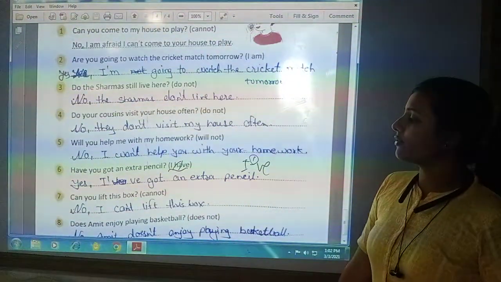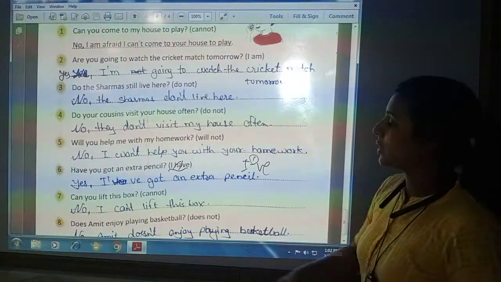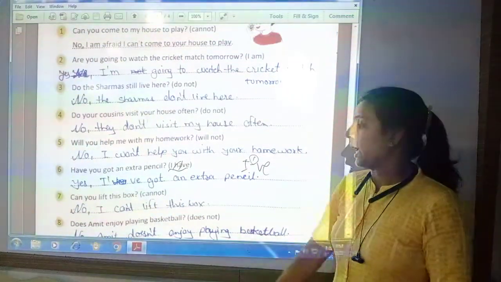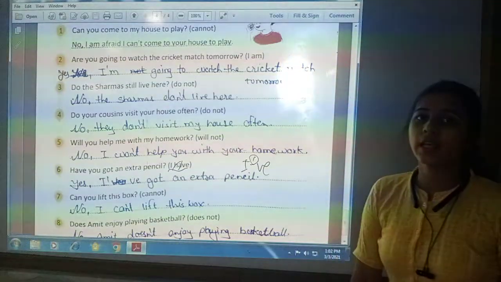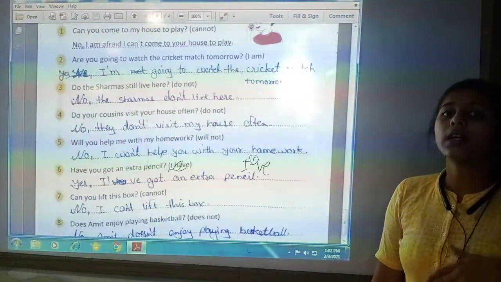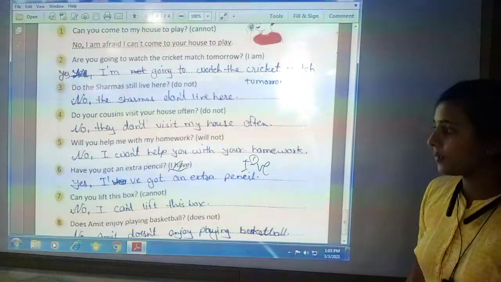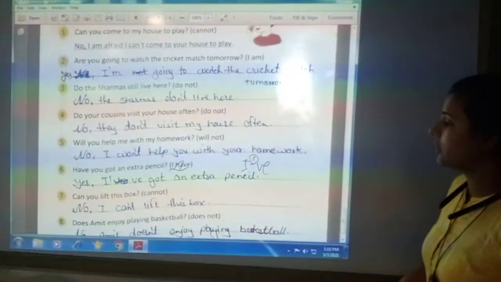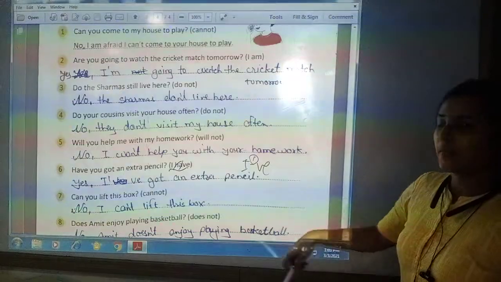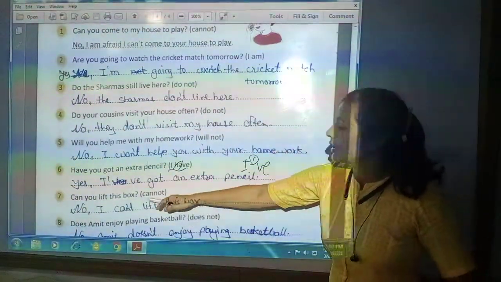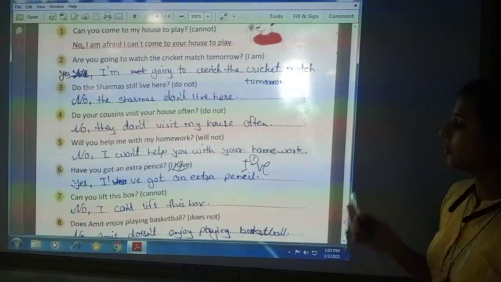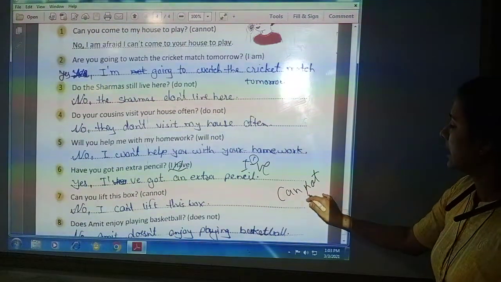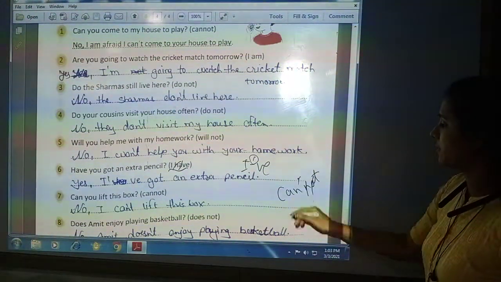Then can you lift this box? Here not is given, that means the answer will be negative. No. And as it is asked to you, you will say I. You will answer by yourself, so you will say I. No, I can't lift this box. So the contraction of cannot will be can't.